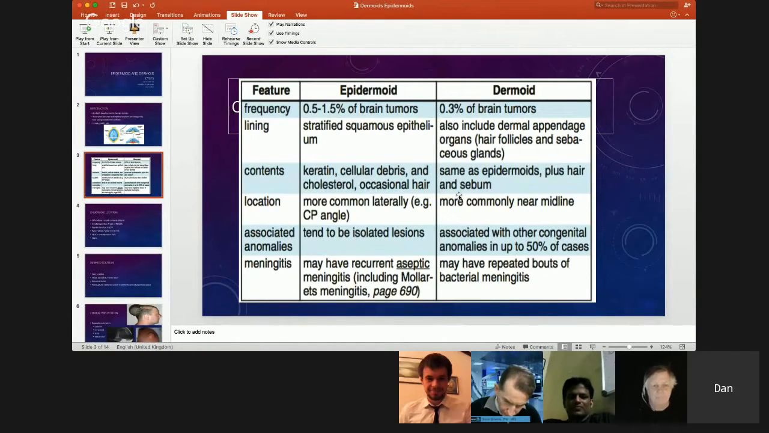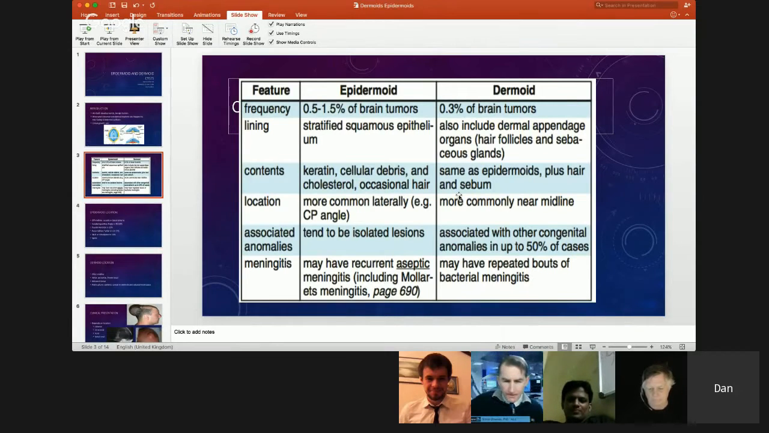In terms of location, the dermoids are usually more midline. So I'll show you a couple of pictures where you find them all usually within the midline. If it's on the surface of the skull, they're usually around the superior sagittal sinus. If they're intracranial, then usually in the paracellar region, as opposed to the epidermoids that tend to be more off the midline, more common in the lateral aspects, especially the CP angle. But you can also find epidermoids in the midline, especially in the fourth ventricle.